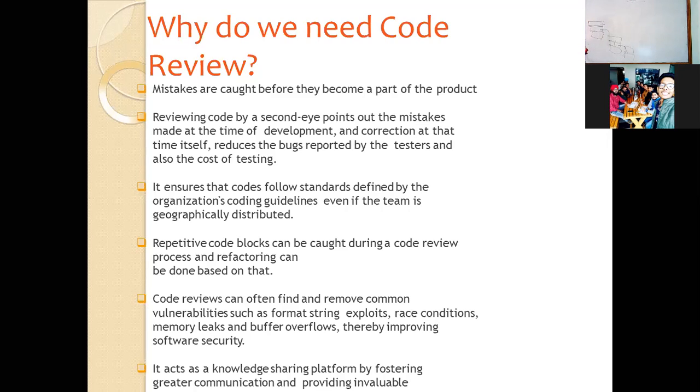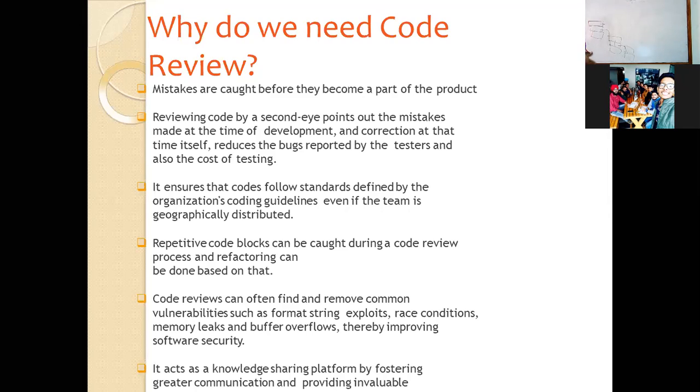So before testing, you can do code review. This code review is a phase that comes after the coding and before testing. Instead of wasting effort, time and money on testing a particular kind of software, we can have a code review session.